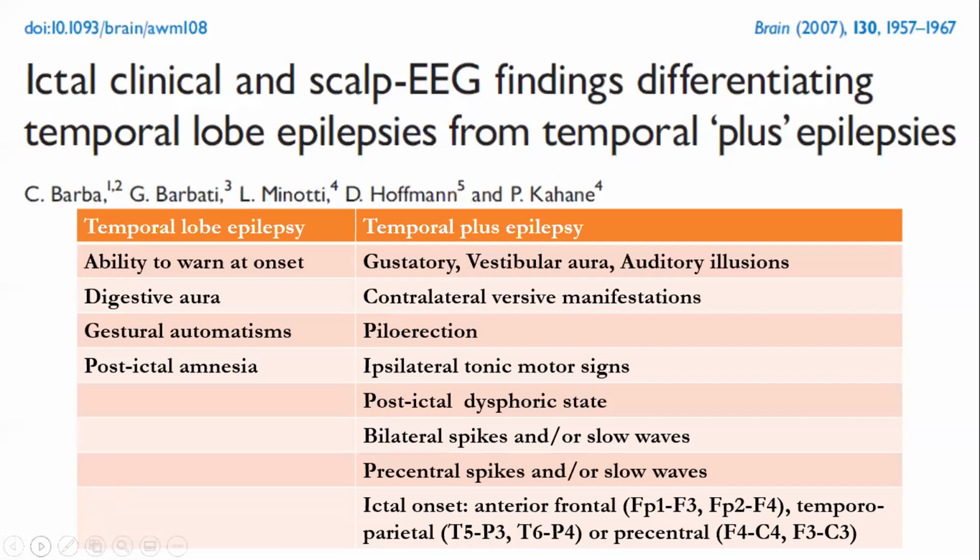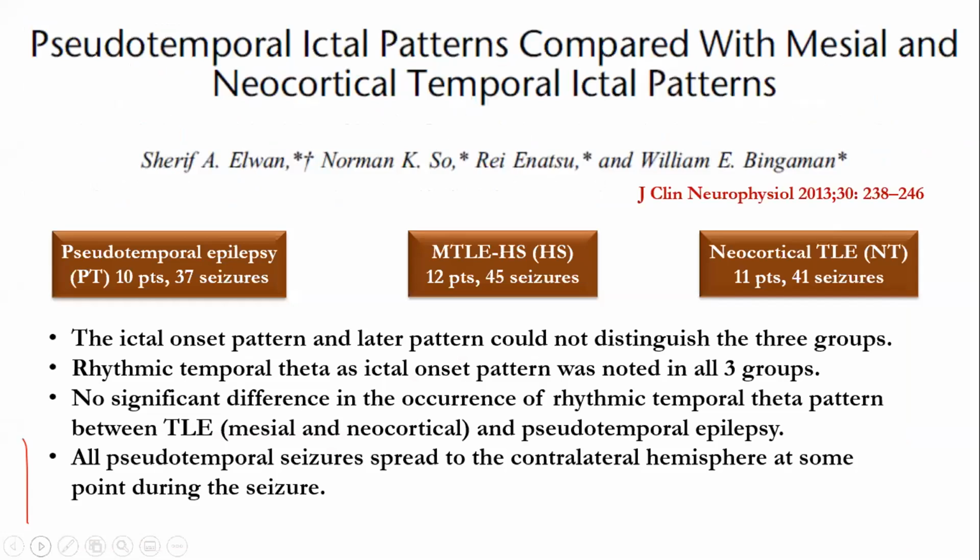Then this is the hippocampal sclerosis and neocortical epilepsy. So they looked at these three groups, and what they concluded finally is that the ictal onset pattern and the subsequent pattern of the ictal activity could not reliably distinguish the three groups. And we always learned that rhythmic temporal theta is a distinctive ictal pattern in hippocampal sclerosis. But here it was noted in all three groups, and they could not show that it was more common or significant for localization to the hippocampus in mesial temporal sclerosis.